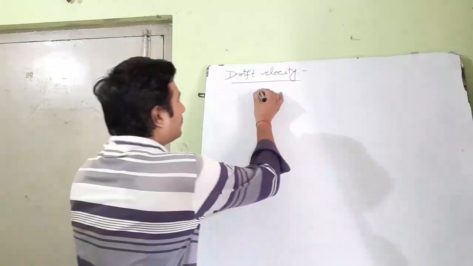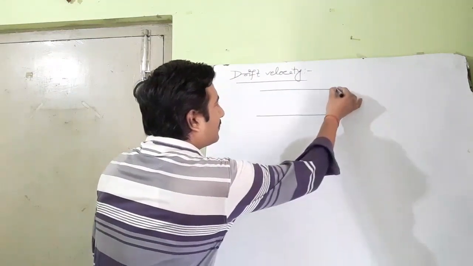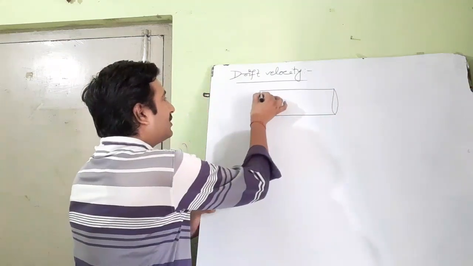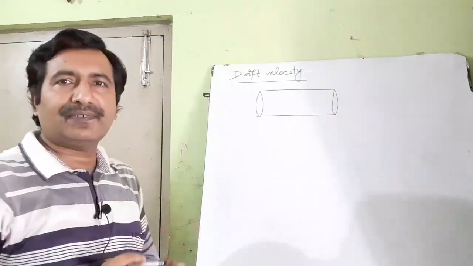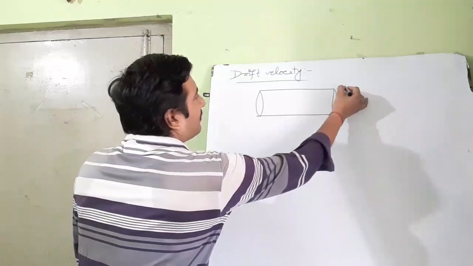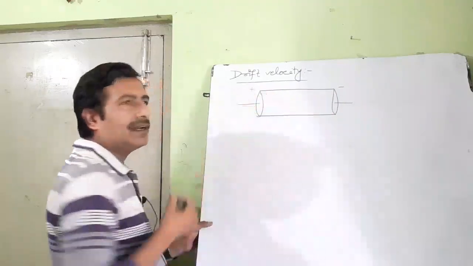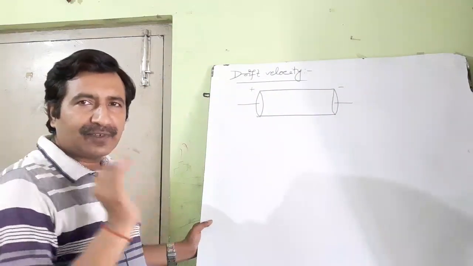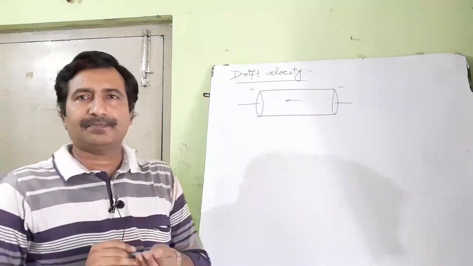Now I will find the expression for drift speed. Suppose here is a conductor, a conducting specimen, and it has n free electrons. They are drifting from the negative to the positive end of the conductor. Suppose this is the negative end and this is the positive end, so free electrons are drifting from the negative to the positive end of the conductor.